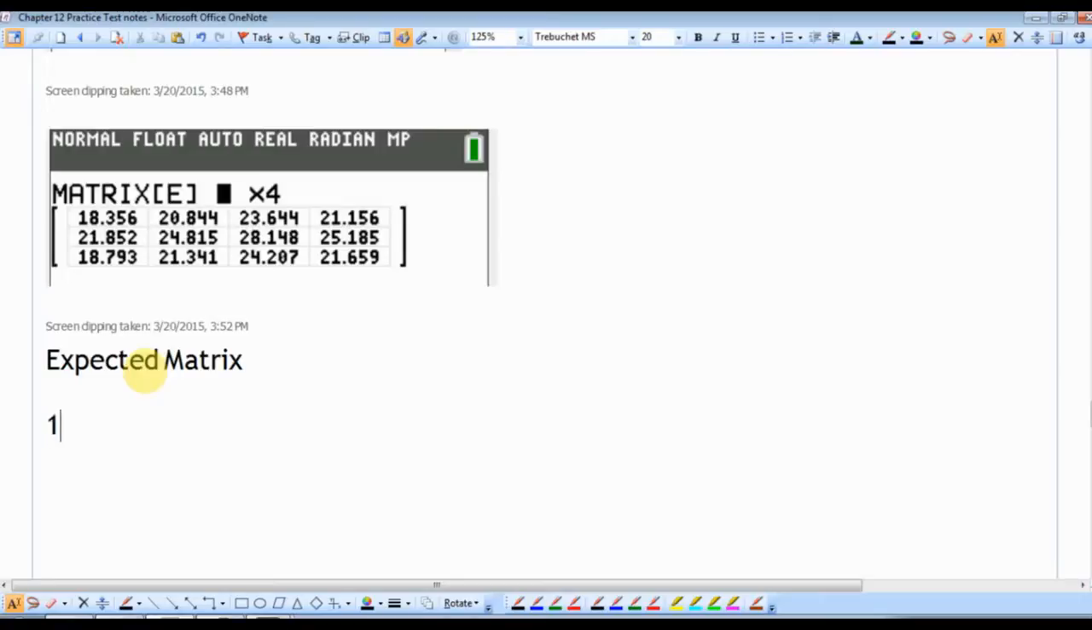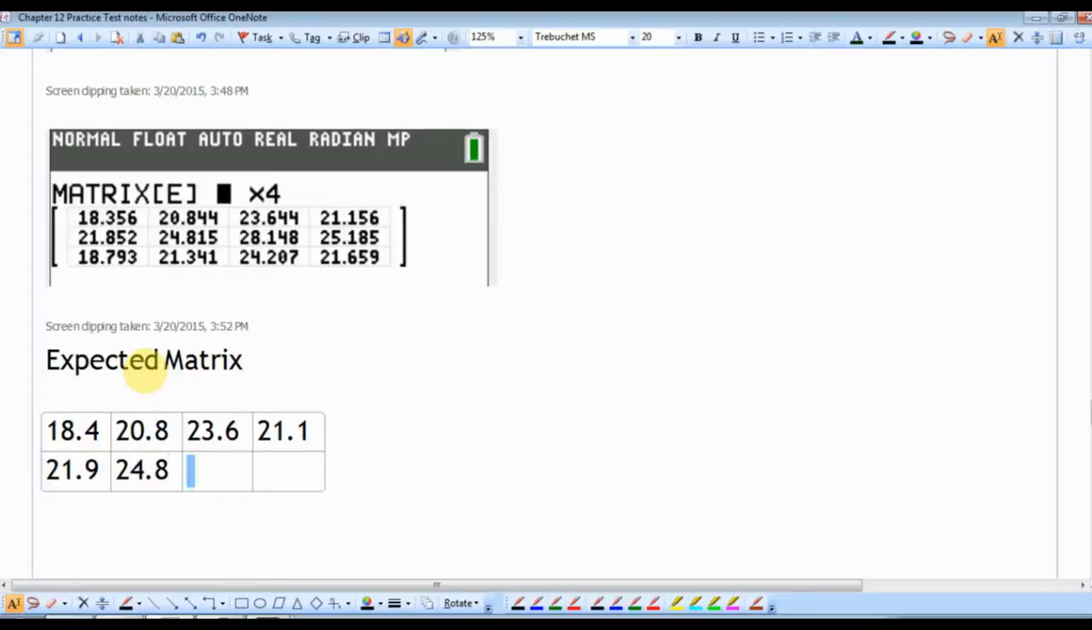18.3, 20.8, 23.6, 21.1, 21.8, no, 21.9, 24.8, 28.1, 25.2, and then 18.8, 21.3, 24.2, 21.7. So that's my expected matrix.